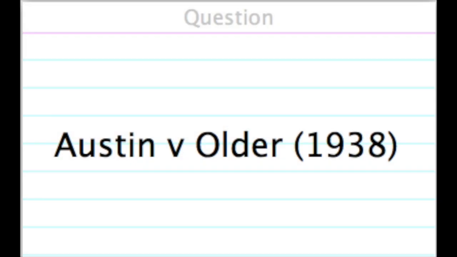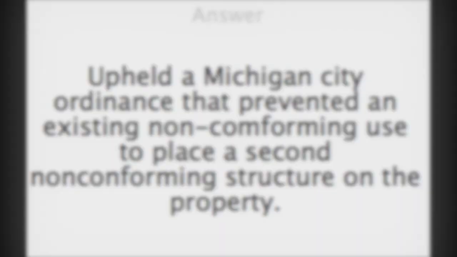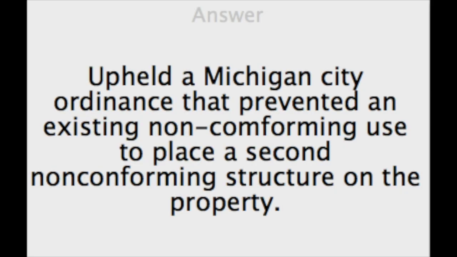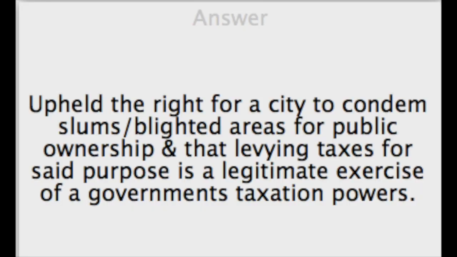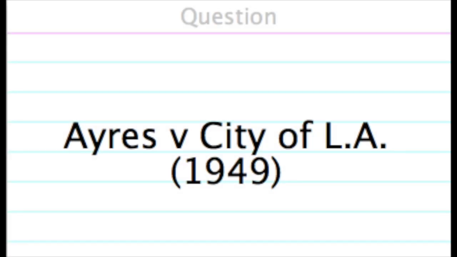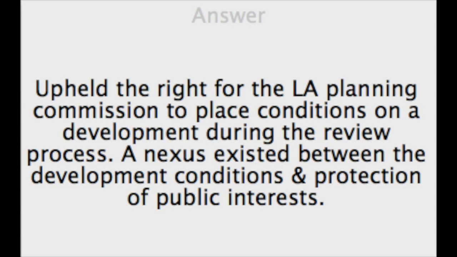1938, Austin versus Older. This case upheld a Michigan city ordinance that prevented an existing non-conforming use to place a second non-conforming structure on the property. Very common today. 1946 was the people of Milwaukee versus the city of Chicago. This was a similar case where the courts upheld the right for a city to condemn slums and blighted areas for public ownership. 1949 was Ayers versus the city of Los Angeles. This case upheld the right for the LA Planning Commission to place conditions on a development during the review process.